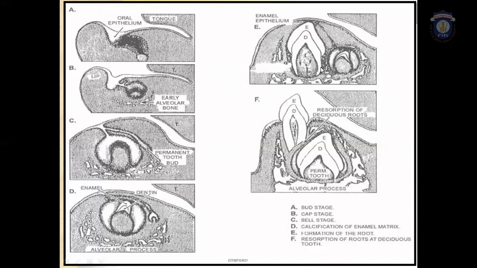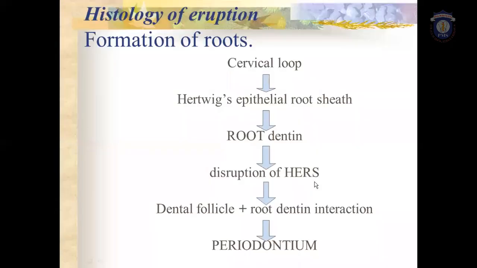Now, as the deciduous teeth continue to form, correspondingly, the permanent tooth also forms within the jaw bones. And once the deciduous tooth has erupted and has outlived its time of function, the permanent tooth starts to develop within the jaw and replaces the deciduous tooth. So this can be seen as the bud stage, later the cap stage, the bell stage, calcification of the enamel matrix for the deciduous tooth, formation of the root of the deciduous tooth, followed by resorption of the roots of the deciduous teeth as the permanent tooth starts to form and erupt.